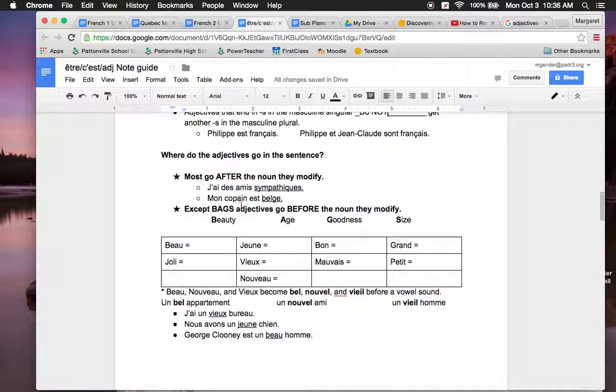Okay, mon copain est belge. So my friend is Belgian. Okay, once again, it's going to go after the noun that they're modifying.